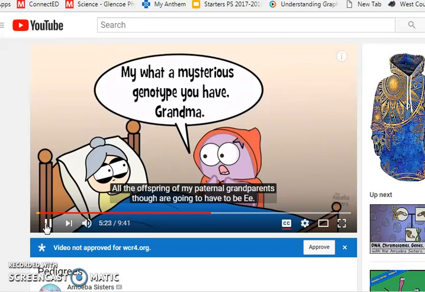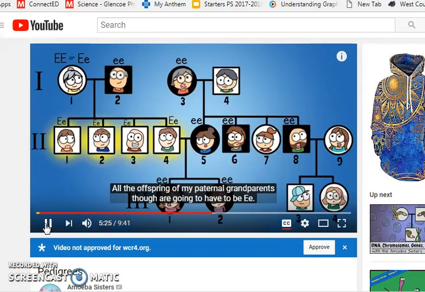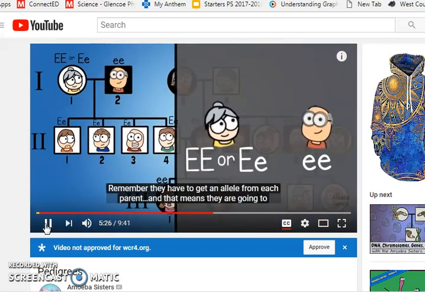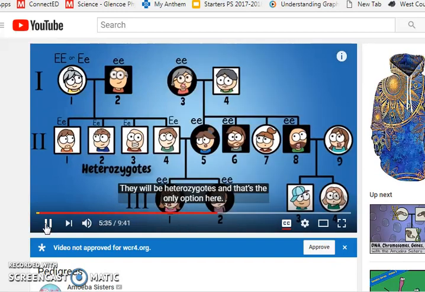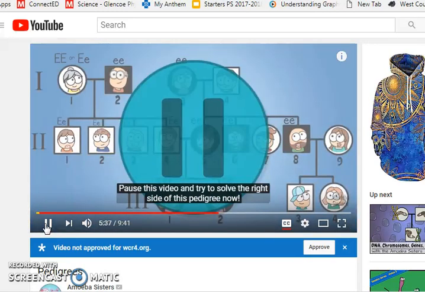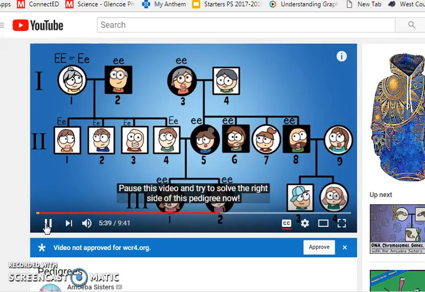All the offspring of my paternal grandparents, though, they're going to have to be big E, little e. Remember, they have to get an allele from each parent, and that means they're going to have to pick up that little e from my grandfather. They will be heterozygotes, and that's the only option here. Pause this video and try to solve the right side of this pedigree now.